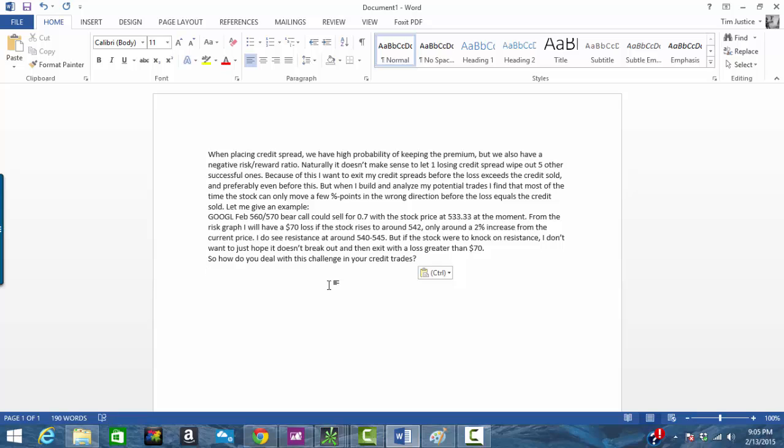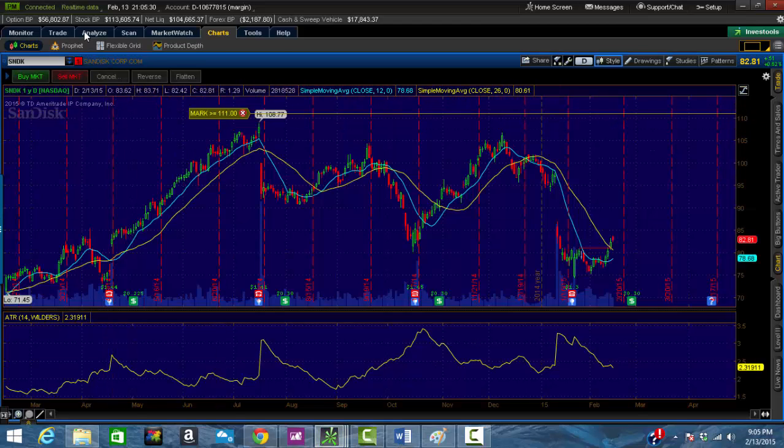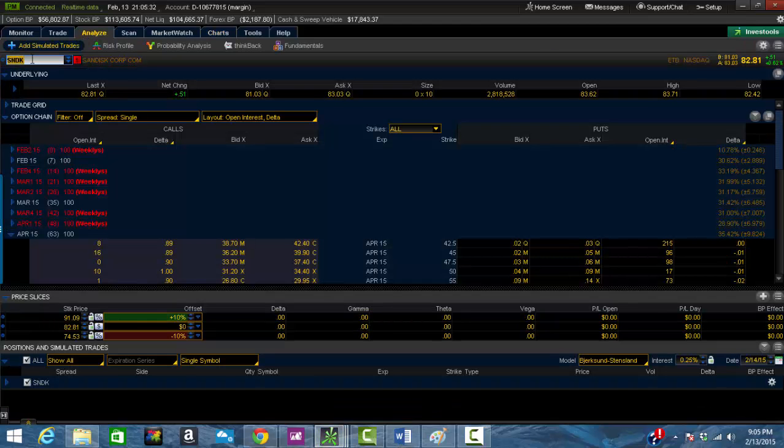But when I build and analyze my trades, I find that most of the time the stock can only move a few percentage points in the wrong direction. I'll give you an example, on a Google bear call spread. This was from a few weeks ago, so I'm going to update that with current numbers, and let's talk about it. So let's go in here into the Analyze tab, and let's build Google.